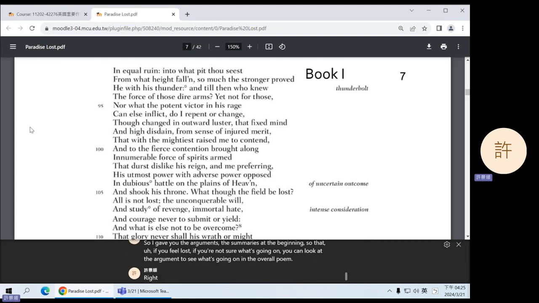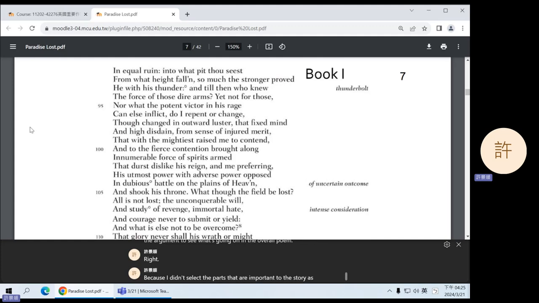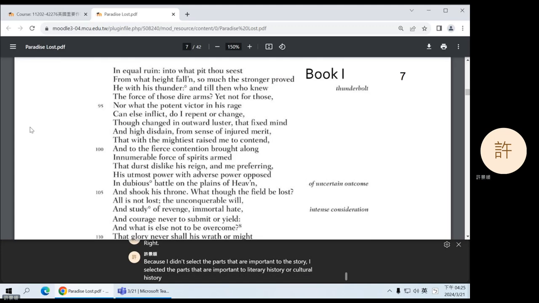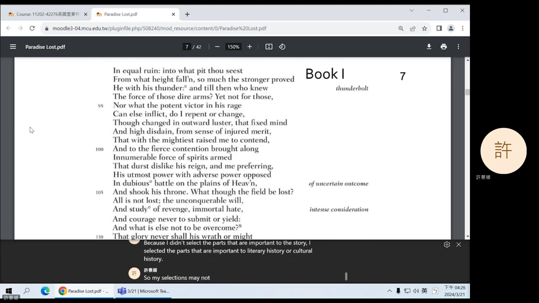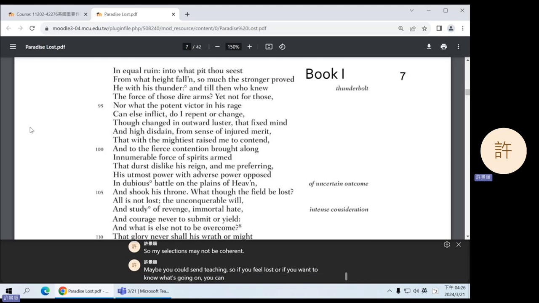Right, because I didn't select the parts that are important to the story. I selected the parts that are important to literary history or cultural history. So my selections may not be coherent. So if you feel lost or if you want to know what's going on, you can look at the arguments at the beginning.